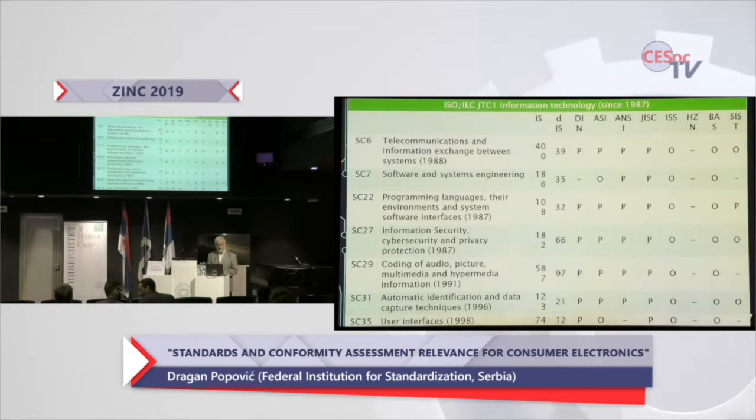Participation of regional countries in JTC1, the Joint Technical Committee on Information Technology, and some committees. What is the participation, how many standards, how many draft standards? As an example, this is from Germany, ANSI from the United States, Austrian standardization, Japan, and our countries. And there is a display of who is a participant, who is an observer, and who is not active. This dash is who is not at all active. Observers receive all documents but can't vote. A participant is obliged to vote.